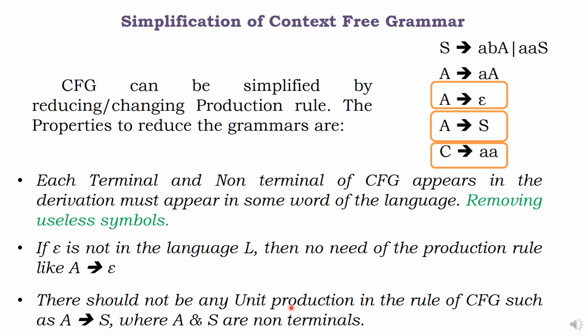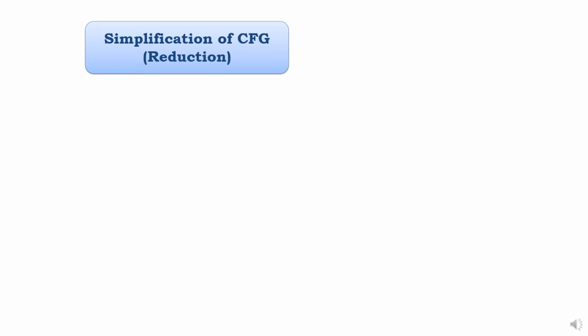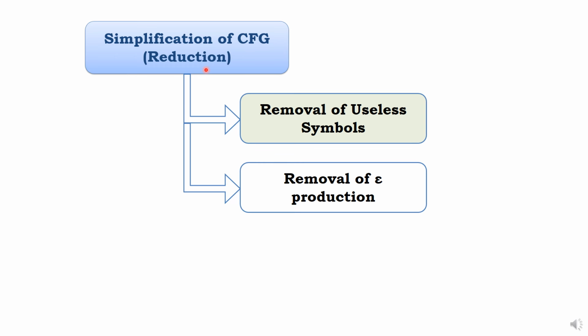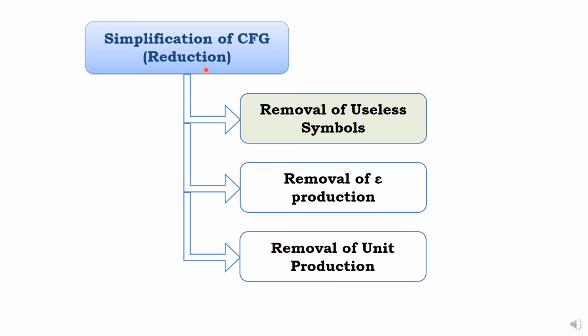So, in total, we categorize the simplification process into three: useless symbols, epsilon production, and unit production. What is the simplification of a CFG? It is nothing but reduction of the CFG. Number one, removal of useless symbols. Number two, removal of epsilon production. Number three, removal of unit production. In this video, let us discuss useless symbols and one or two problems. Later, we will discuss epsilon production and unit production.